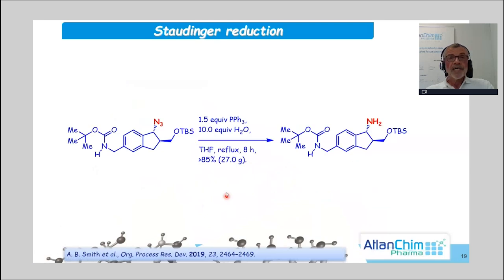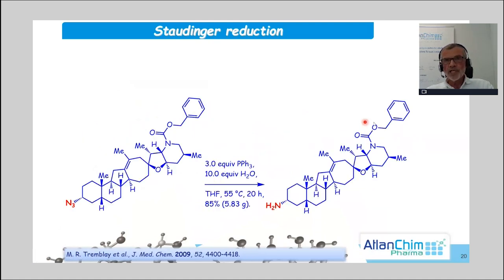In the development of an efficient, scalable, enantioselective synthesis of an HIV-1 inhibitor, the reduction of this azide intermediate here was achieved in refluxing THF in the presence of 1.5 equivalents of triphenylphosphine and 10 equivalents of water to give the desired amine in an excellent yield on almost 30-gram scale.